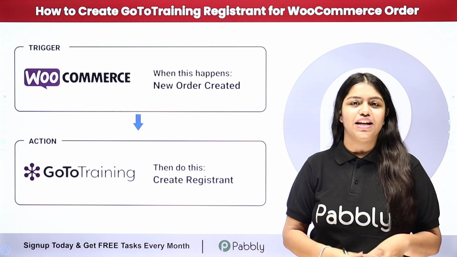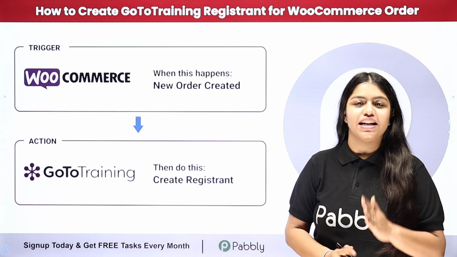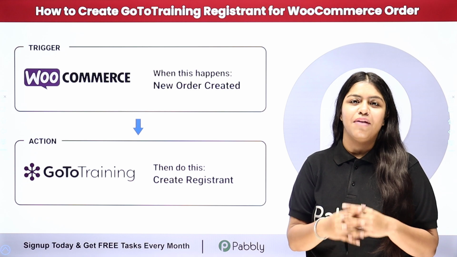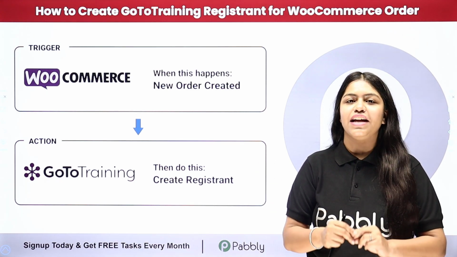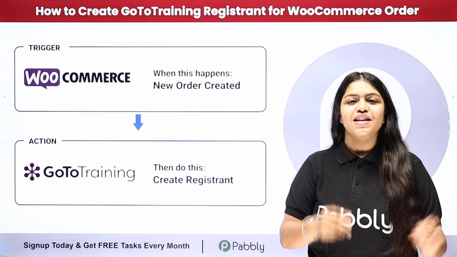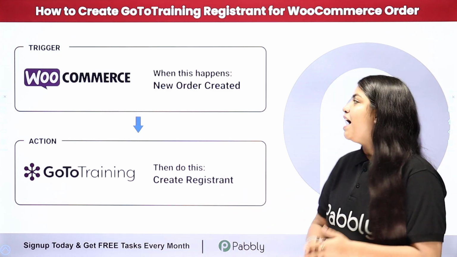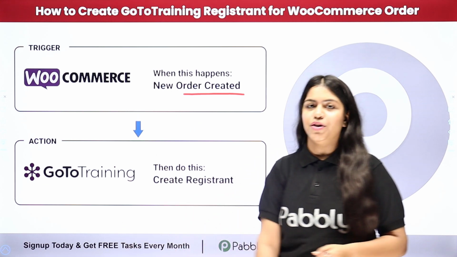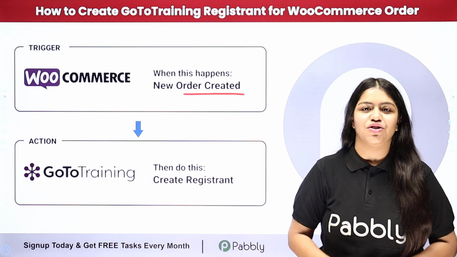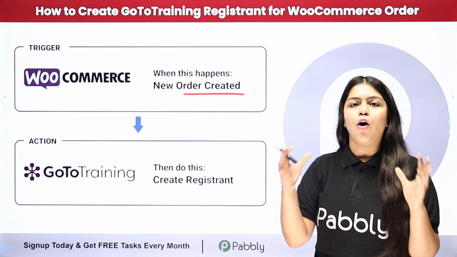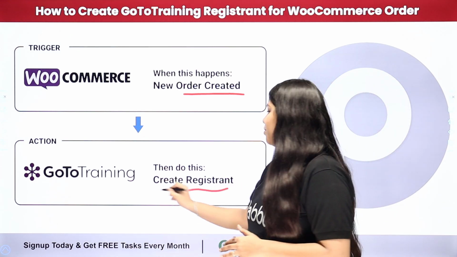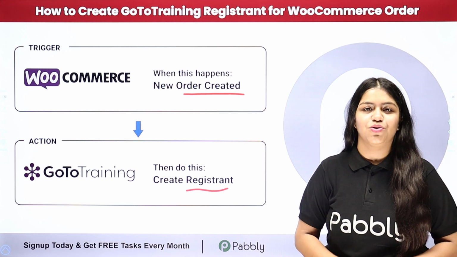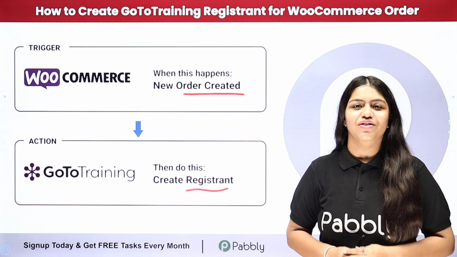So over here I'm running an edutech company and we regularly conduct training sessions, and we use WooCommerce to gather the details of our registrants interested in our training sessions. So now what I want is that as soon as a new order is created in my WooCommerce, which is as soon as someone registers for the training session, automatically with the help of the same customer details, a new registrant should be created in my GoToTraining account too. That too without any manual efforts.